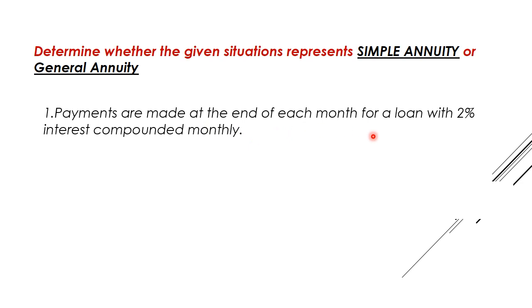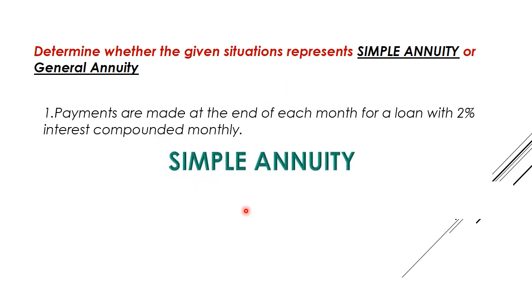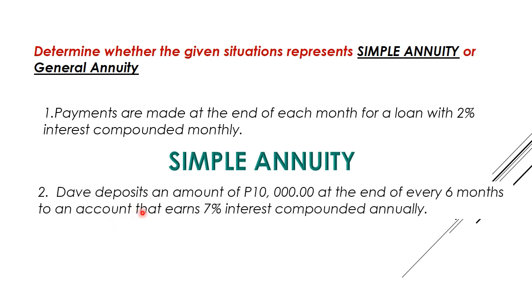Now let's go with the examples. Determine whether the given situations represent a simple annuity or a general annuity. First, payments are made at the end of each month for a loan with 2% interest compounded monthly. Let's identify the payment interval. The payment interval here is month by month since the payment is made every end of the month, and the interest period is monthly also. Since the payment interval is the same as the interest period, we can say that it's a simple annuity.